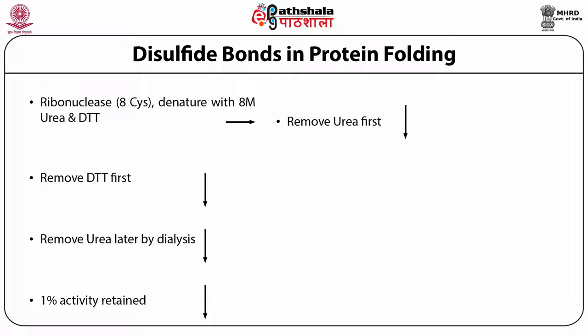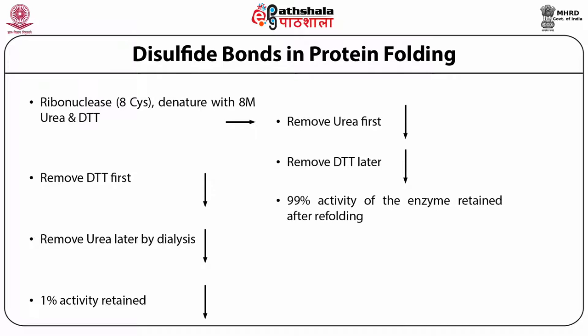If you do it the other way, first you remove the urea, that means you allow the protein to fold first, and then remove DTT, that means you allow the disulfide bridges to form after the protein is folded. Then you get 99% of the activity retained. So what does it imply?